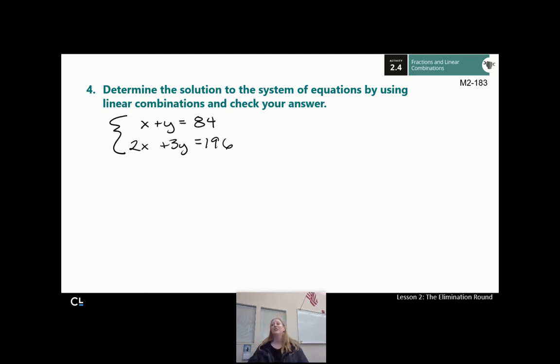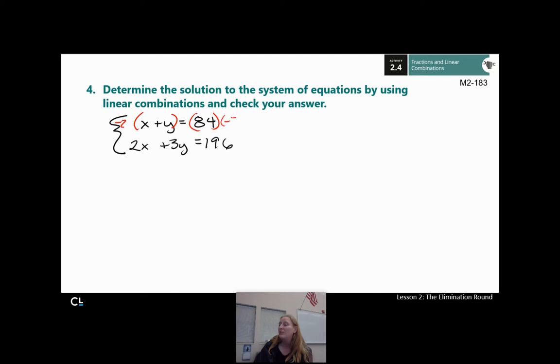All right, there's more than one way of solving this, people. I see a 2, so I could multiply this whole equation by a -2. I see a 3 here, so I could multiply this whole equation by a -3. Both ways will get you what you want. I'm just going to go ahead and multiply both sides by a -2.